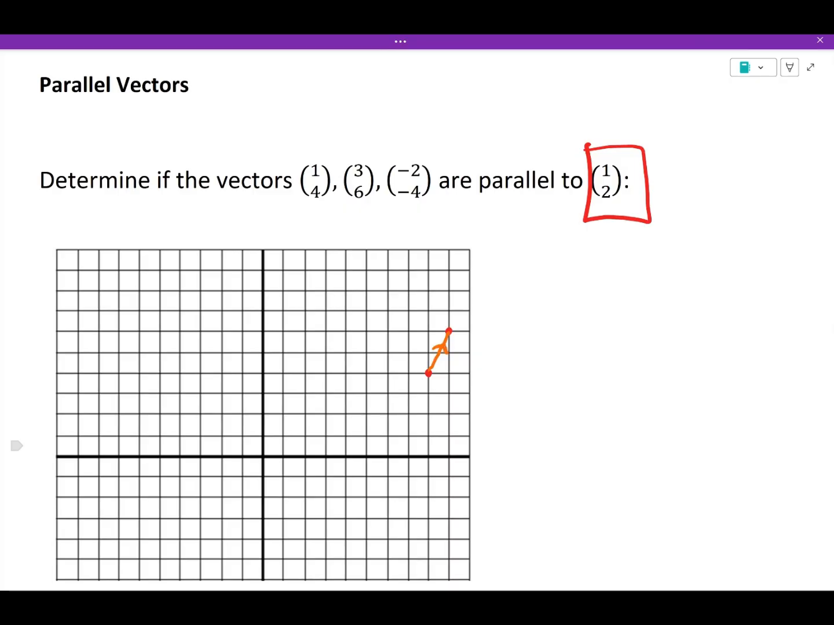So that's the vector 1, 2. I might just annotate that next to it: 1, 2. Now let's work our way through some of the other vectors we've got here.